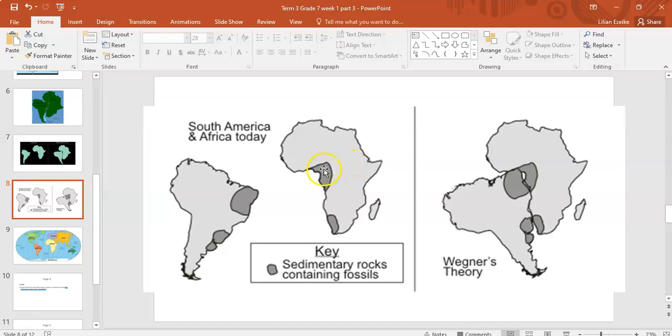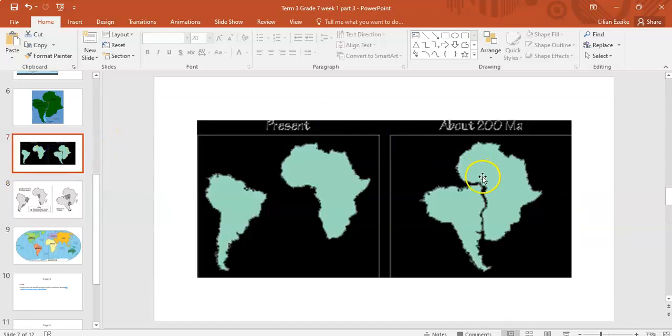So when we test them, when we check from these edges and these edges, we see lots of similarities in the type of fossils, in the type of the rocks, and the type of the things that are formed along these places. This tells us that probably they were previously combined together in this way.